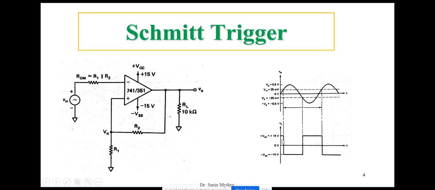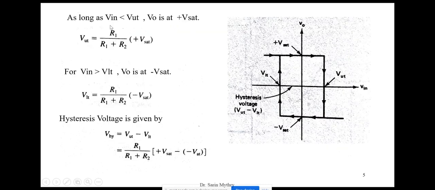You can see at this small instance, your Vin is less than this VUT. It has not yet crossed this one. Not yet crossed means your output is going to be positive Vsat. So that's what we have written here. As long as Vin is less than VUT, then Vout is going to be positive Vsat.